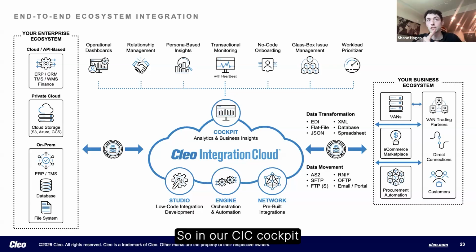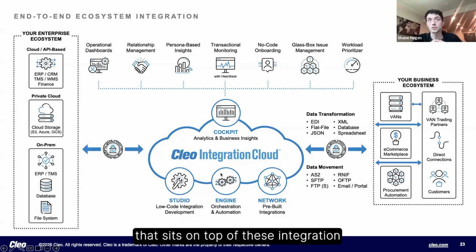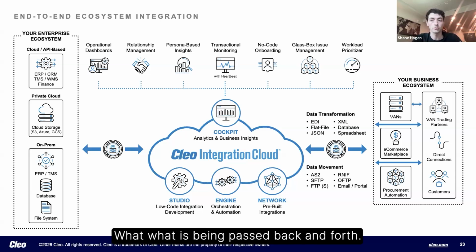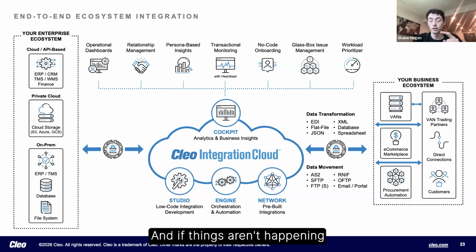So in our CIC cockpit that sits on top of these integration processes here, this is where we drive these business insights so that your team sees exactly what's going on, right? What is being passed back and forth, and if the things that should be happening aren't happening. And then we gather all of that information over time, build scorecards, build predictive analysis, and proactive alerting so that your team stays in the know and can proactively respond to things rather than react to things.